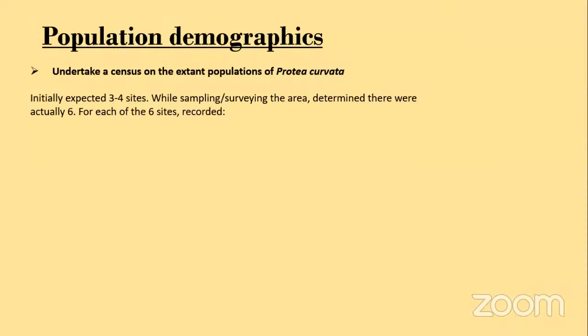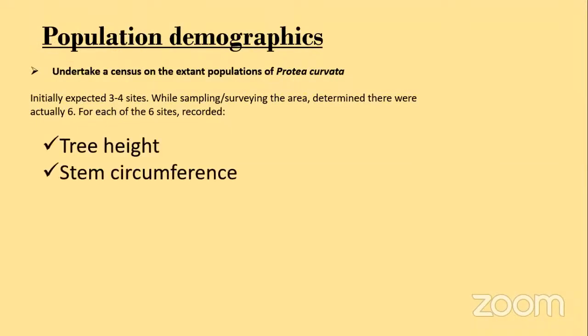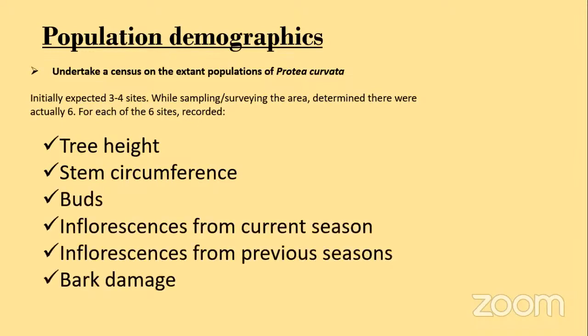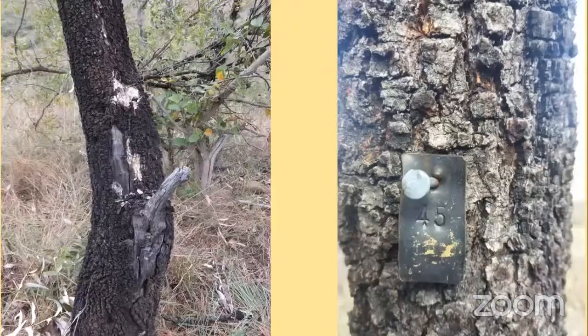I undertook a census on each of the sites, and I measured parameters that could give us an idea of each site's demographics and its recruitment. We also wanted to understand what was causing the damage that was so common to find on the Protea bark. Each tree that was sampled was tagged and its GPS location was recorded, and this allowed us to resample the trees in subsequent seasons. In doing so, I was able to monitor the progress of each subpopulation over the years.